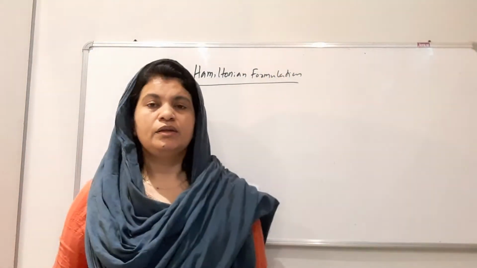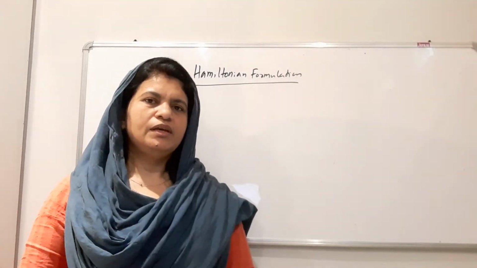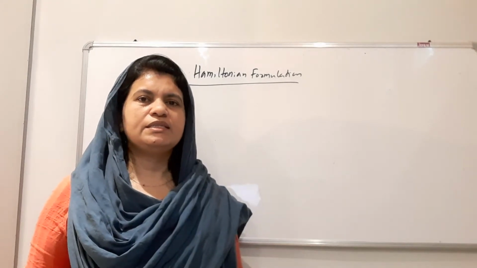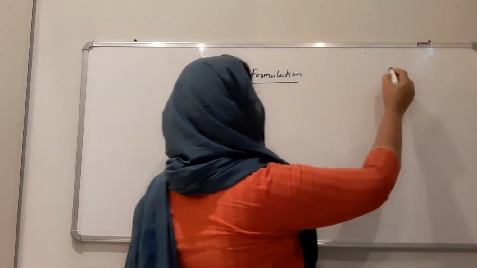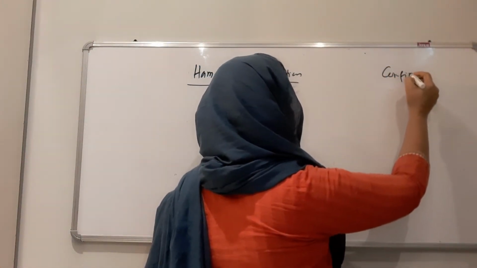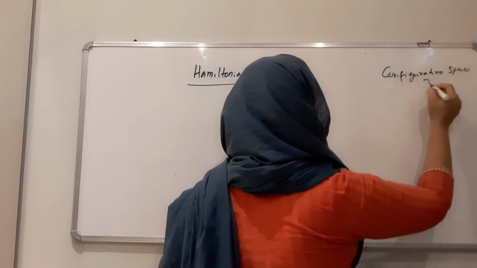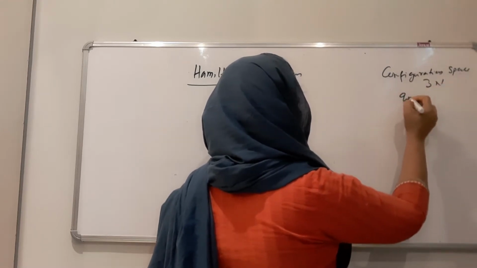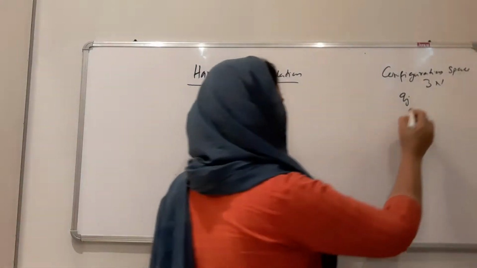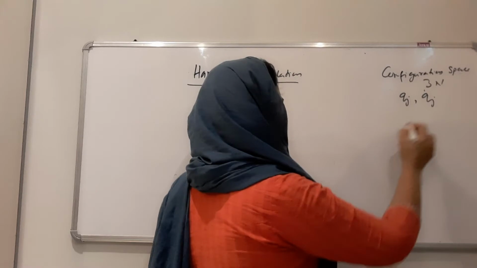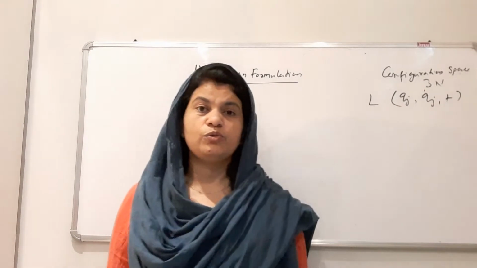First of all, we have to discuss the difference between the Hamiltonian and Lagrangian formulations. The Lagrangian formulation is applied in configuration space, a 3n dimensional space. The important variable is qj, the generalized coordinate, and its derivative qj dot, and t. These are the variables of the Lagrangian formulation.